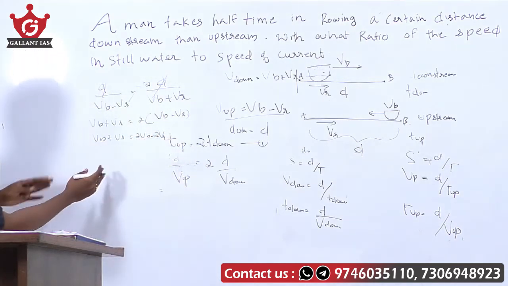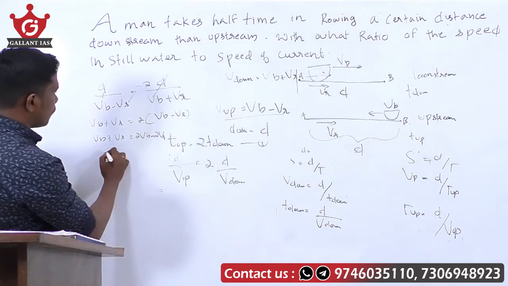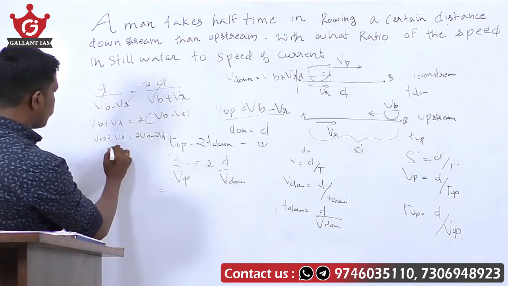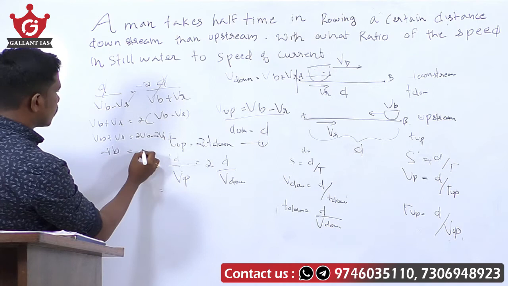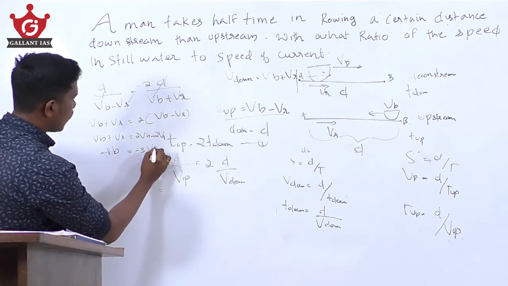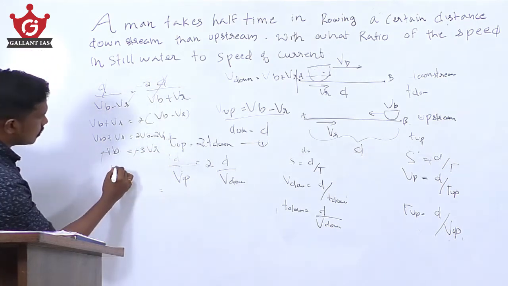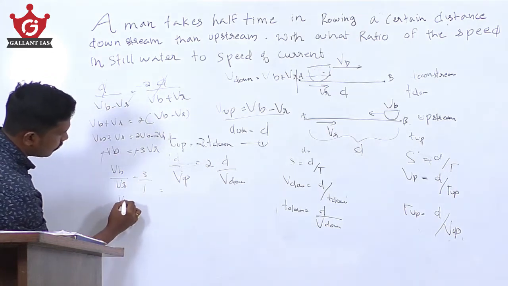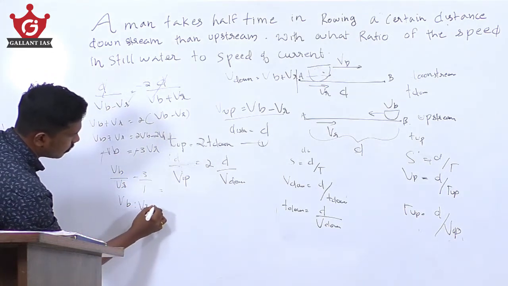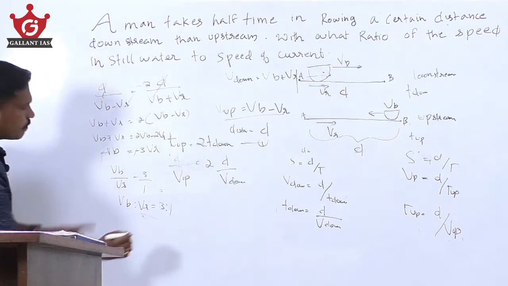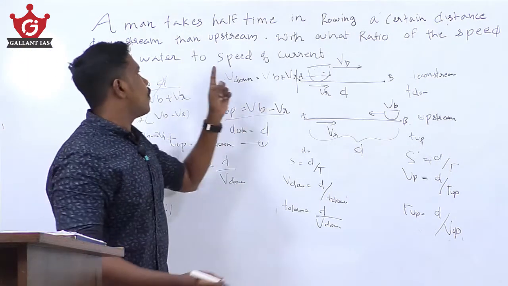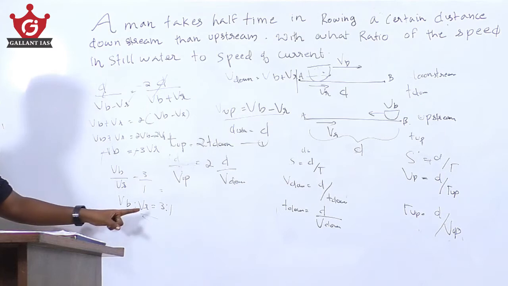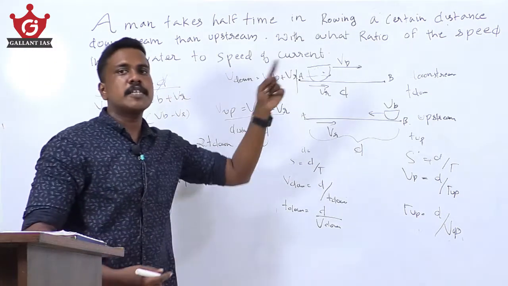So bring the same terms together. That is, VB minus 2 VB is equal to minus 3 VR. So minus minus got cancelled. So VB by VR is equal to 3 by 1. So VB is to VR is 3 is to 1. VB is the velocity of the boat in still water, and VR is the speed of the current. That means speed of the stream.